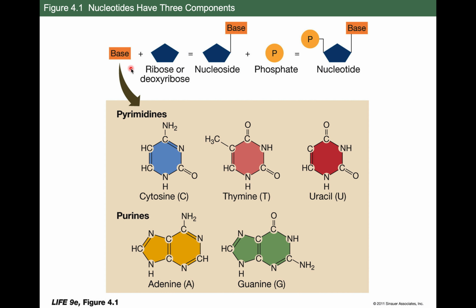So the bases are either pyrimidines, which have this single ring structure, or purines, which have this double ring structure. The pyrimidines are cytosine and thymine in DNA. In RNA, you'll see RNA molecules don't have thymine, instead they have uracil, and the purines are adenine and guanine.